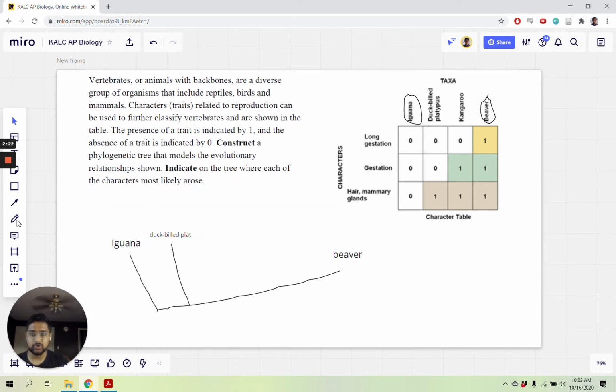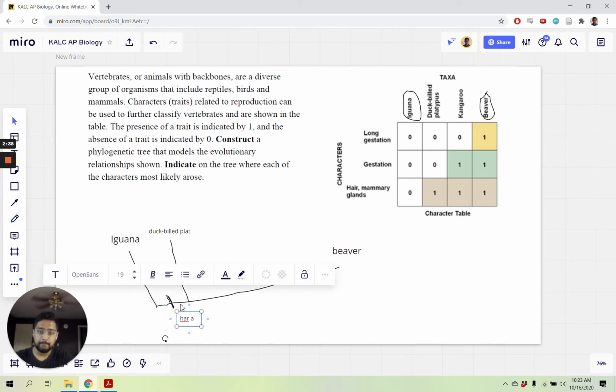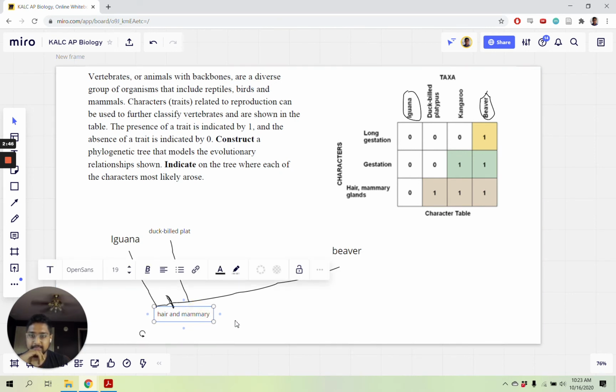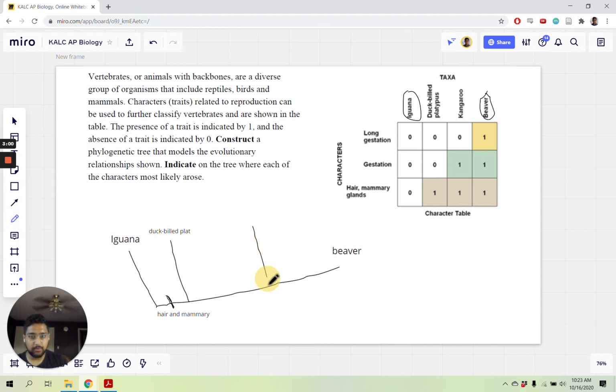Okay, but now we have to fill in the trait, because we know that between the iguana and the duck-billed platypus, what we actually had was the evolution of hair and mammary glands. And so what I'm going to do is draw a line here, and that's going to signify my trait, and I can put hair and mammary. And that's going to go right there to identify that this is a trait that is evolving after the iguana but before the duck-billed platypus. Okay, well, we have everything else. So we have iguana, duck-billed platypus, and beaver, so we really only have one more thing, and it's the kangaroo.